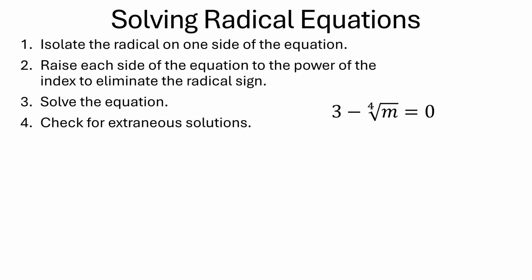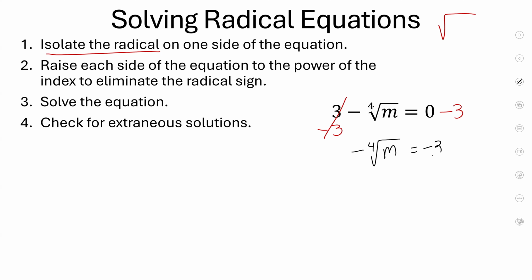Today we're going to be solving radical equations, and a radical is this symbol. In order to solve a radical equation, we're going to isolate the radical. On this first example, I'm going to subtract 3 on both sides. I am left with negative 4th root of m equals 0 minus 3, which is negative 3. Next, I'm going to divide by -1 to get rid of the negatives. I am left with the 4th root of m equals a positive 3.